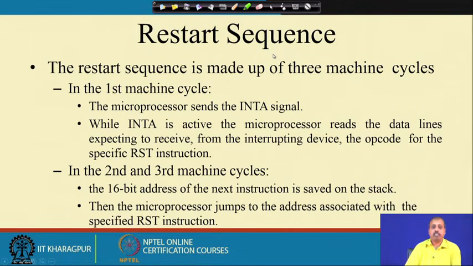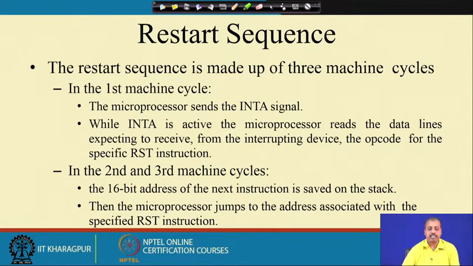So, coming back to the restart sequence. The restart sequence is made up of 3 machine cycles, that is actually the execution of the RST instruction. How does it do this? In the first machine cycle, the microprocessor sends the INTA signal, and while this INTA is active, the microprocessor reads the data lines expecting to receive from the interrupting device the opcode for the specific RST instruction. RST n is a single byte instruction in which 3 bits are reserved for the value of n, and the rest of the bits identify the opcode RST.